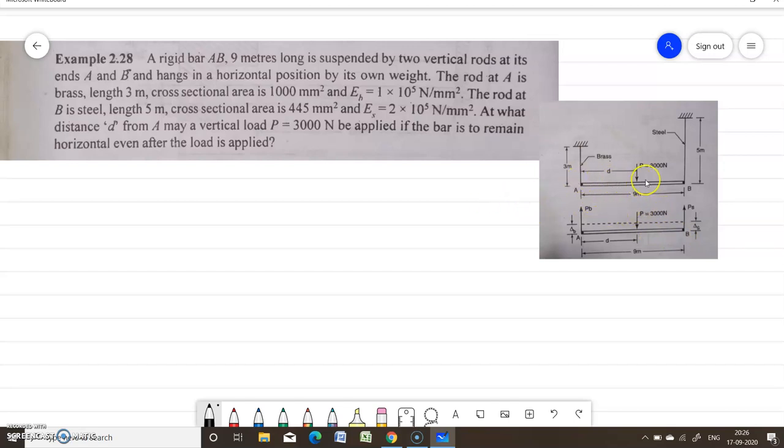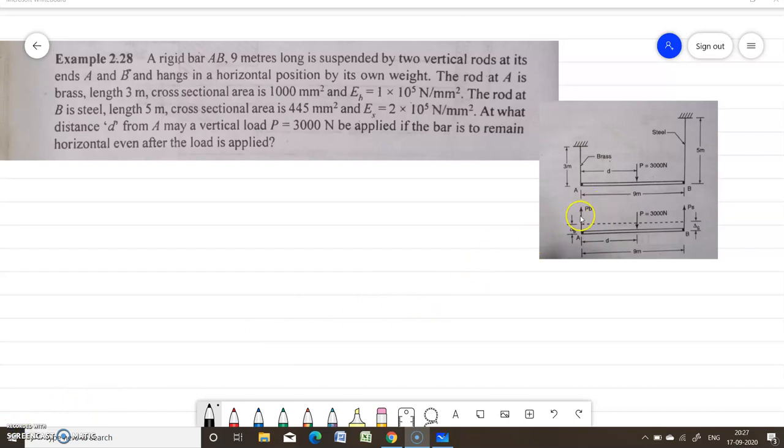Okay, so initially you have a bar AB having length 9 meter. It is supported by two rods, one of brass and one of steel, having different material property, different lengths, but this bar remains horizontal. Now a load P equal to 3000 Newton is applied, and you have to find out what is the distance D from A at which this load P can be applied so that the bar remains in a horizontal position, that is in equilibrium. This is in static equilibrium. You have to find out what is the distance D.